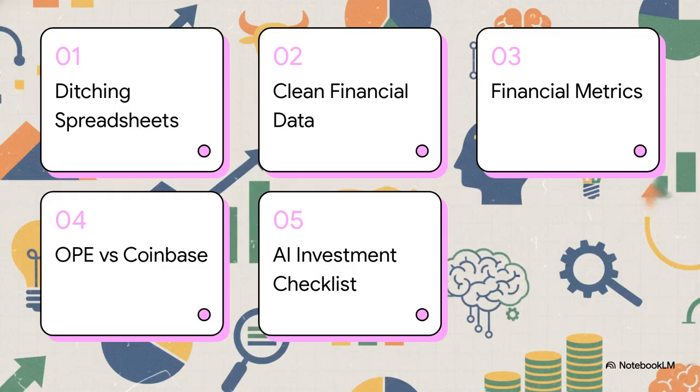Here is our lesson plan for today's session. Number 1, ditching the messy spreadsheets. Number 2, capturing clean financial data. Number 3, prompting for financial metrics. Number 4, comparing Apple and Coinbase. And number 5, your AI investment checklist.